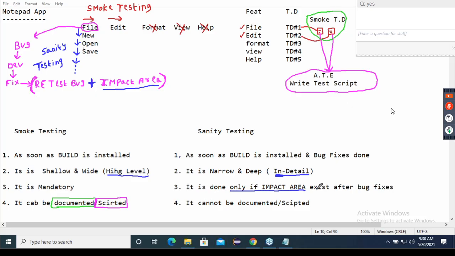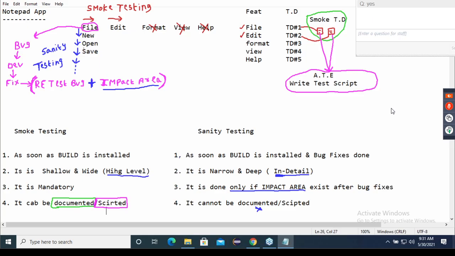Third point: it is only done if the impact area exists after bug fixes. That I've also explained. And the fourth point, guys: sanity cannot be documented. When I say cannot be documented, understand the point here. Smoke testing, when am I documenting it? When I am preparing a smoke testing document. When? Correct, before testing. That is the most important point for me.